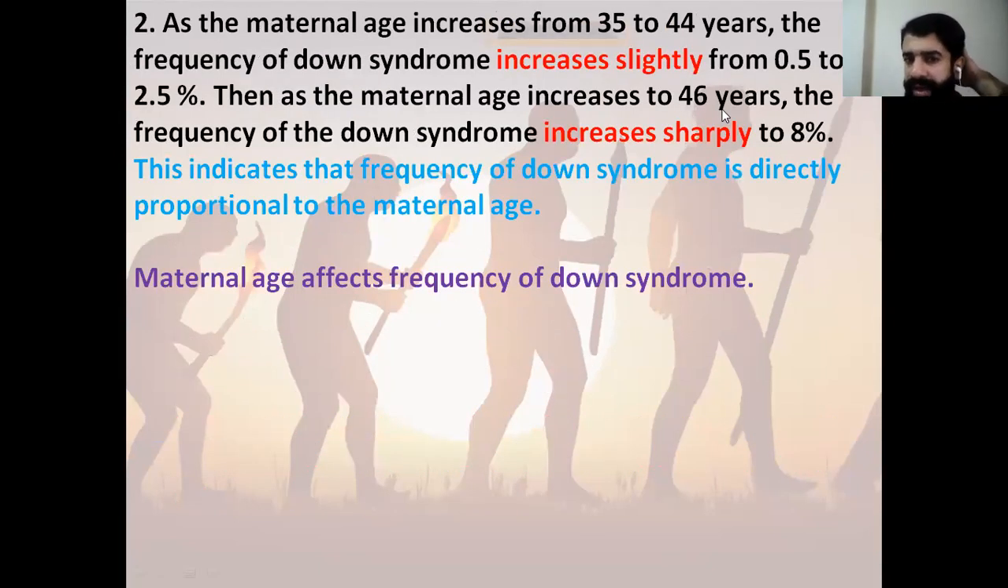Also, we said that the frequency of Down syndrome is directly proportional to the maternal age. So as the maternal age increases, this will lead to an increase in the frequency of Down syndrome. So the older the female is, the greater the chance or the risk of having a child with Down syndrome.